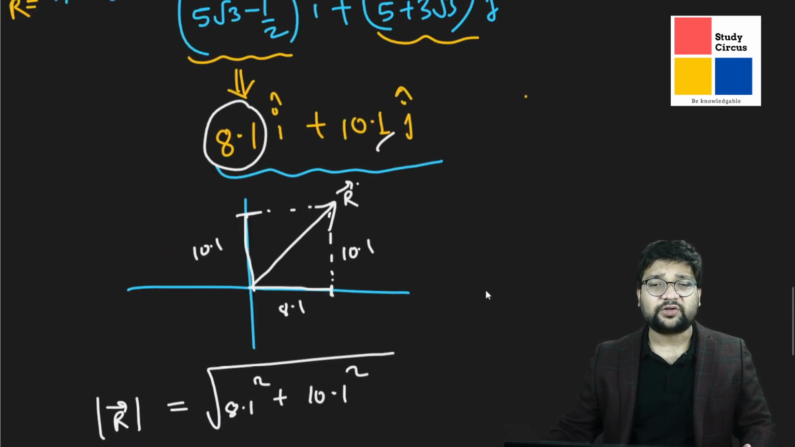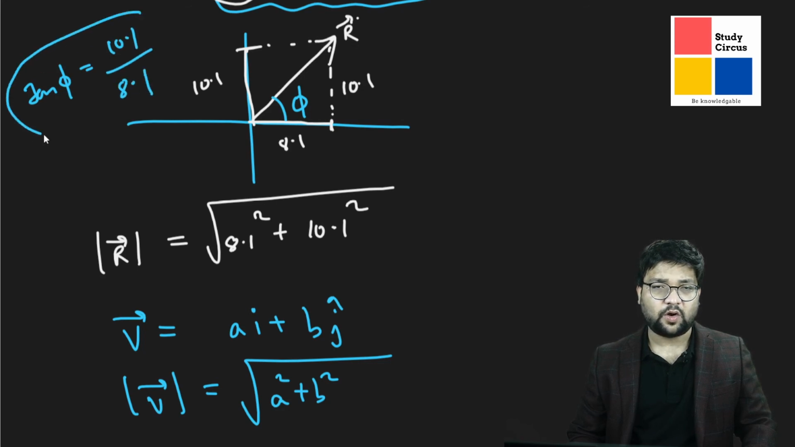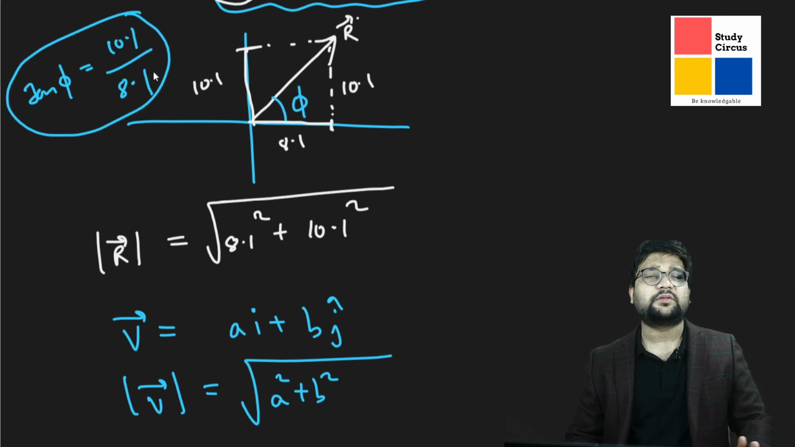Now what is the direction of this vector r? We have to find this angle. Let's say this angle is phi. So you can say tan of phi is what? 10.1 upon 8.1. Obviously tan phi is this much.